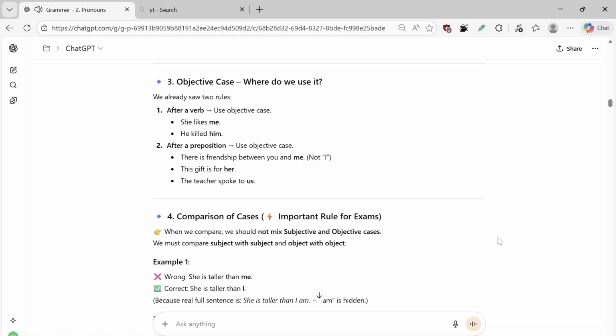4. Comparison of cases. Important rule for exams: when we compare, we should not mix subjective and objective cases. We must compare subject with subject and object with object. Example 1. Wrong: She is taller than me.